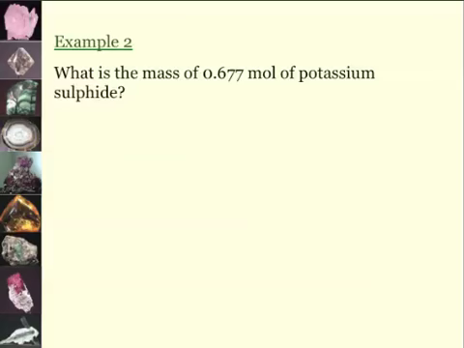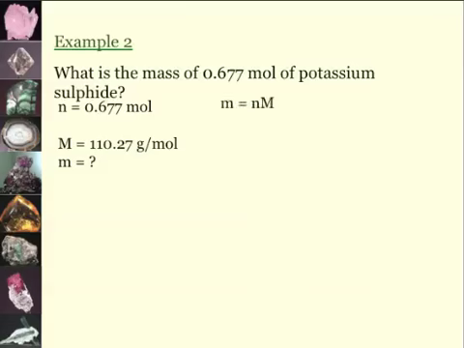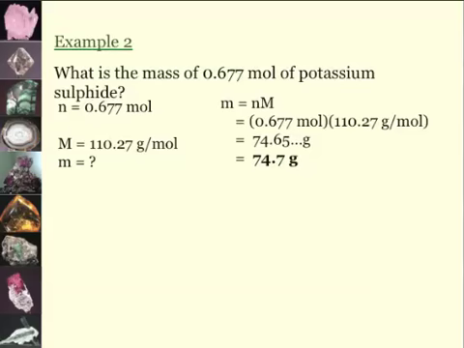If I'm looking at my example 2, so what is the mass of 0.677 moles of potassium sulfide? Well, this is what I know. This is what I don't know. Okay, I'm going to use the following formula. I'm going to do my substitution, and I get my answer. Sorry, 74.65 grams, okay? So I got to round that to 3 significant digits because the amount of moles that I have only has 3 significant digits in it, okay?